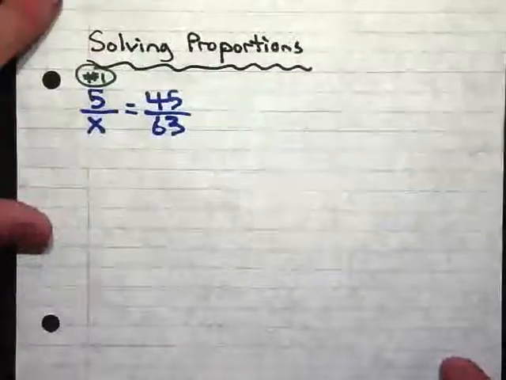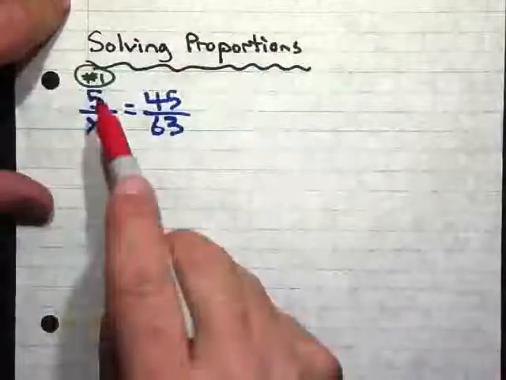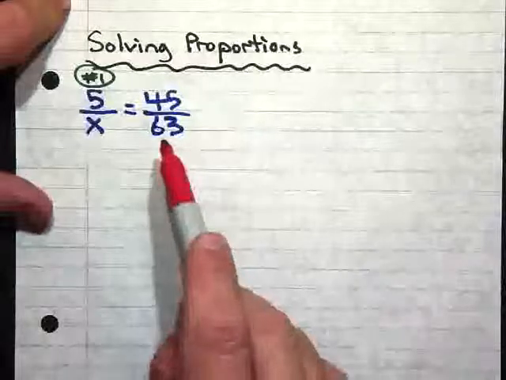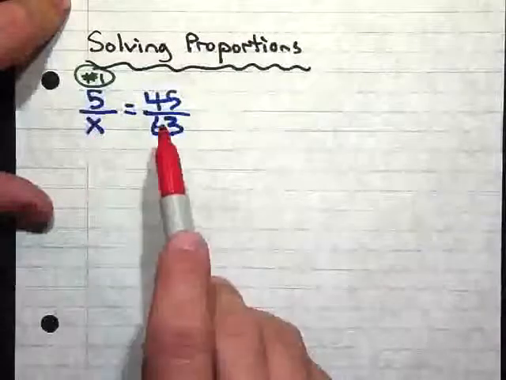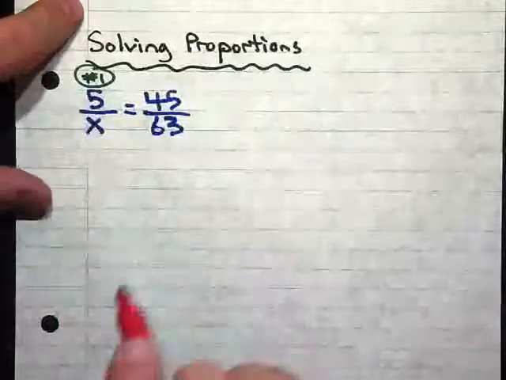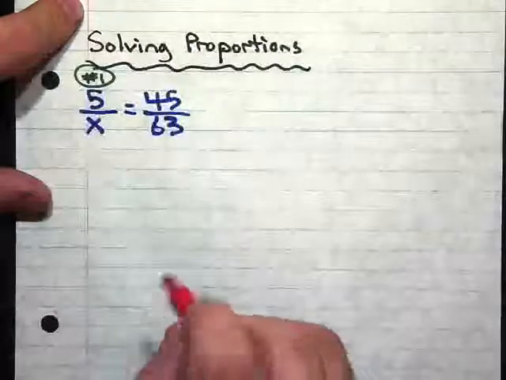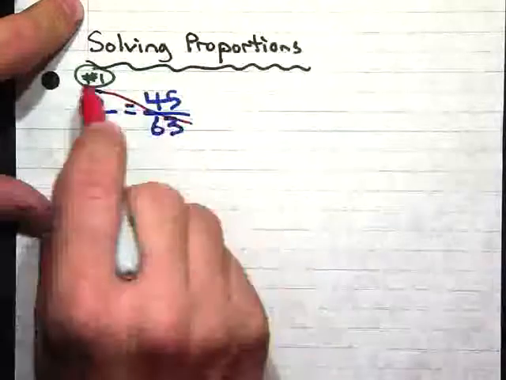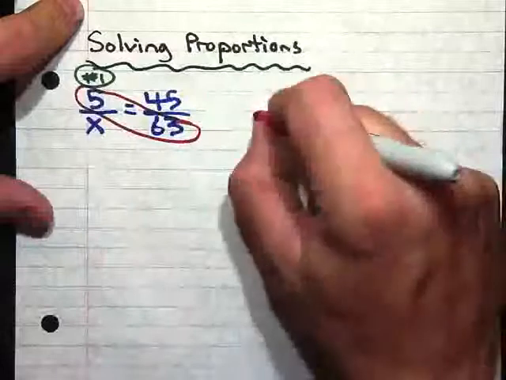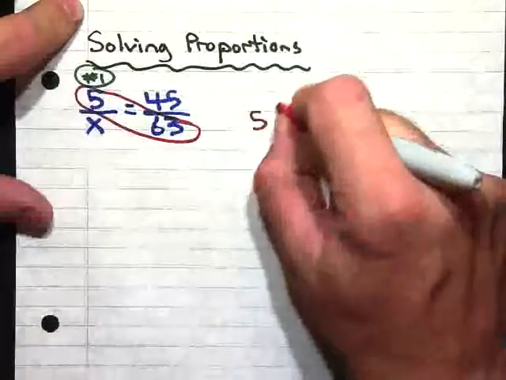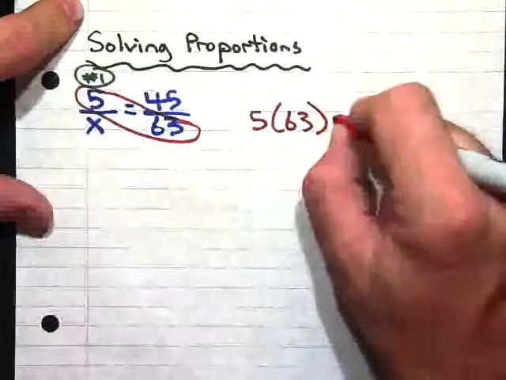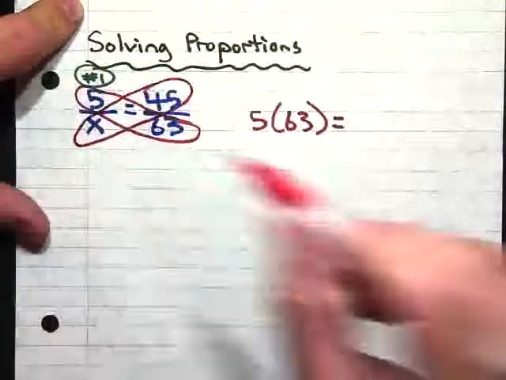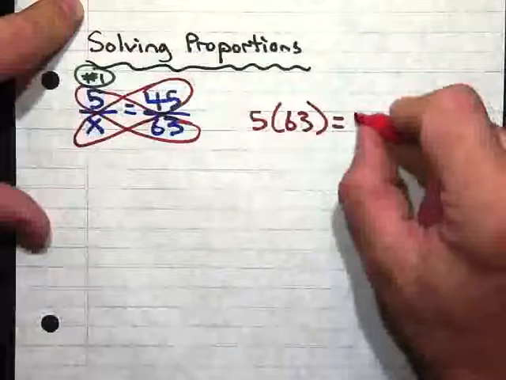Our first problem is 5 over x equals 45 over 63. We have our proportion, one ratio equal to another, and we are going to use the cross-product property. The first thing we want to do is cross multiply. So we get 5 times 63, and we set it equal to our other cross product, x times 45, which gives us 45x.